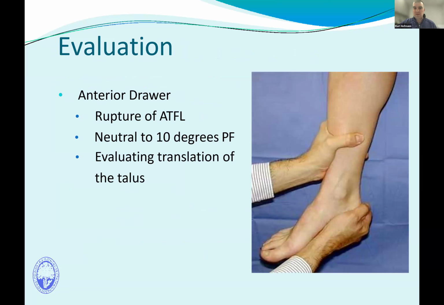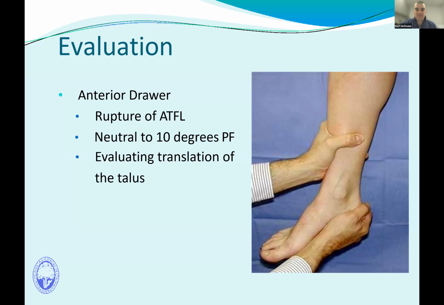Number one, this is called the anterior drawer. We're essentially stabilizing the distal tibia and translating the ankle anteriorly. You can see we cup the heel from behind, basically pulling the heel and the foot anteriorly to see if there's laxity in that ATFL. The foot is positioned in approximately 10 degrees of plantar flexion. What that does is allow us to translate, but really to stress the ATFL in particular, because as we saw before, the ATFL is most susceptibly injured when the ankle is in plantar flexion, because that's when it's at its weakest.